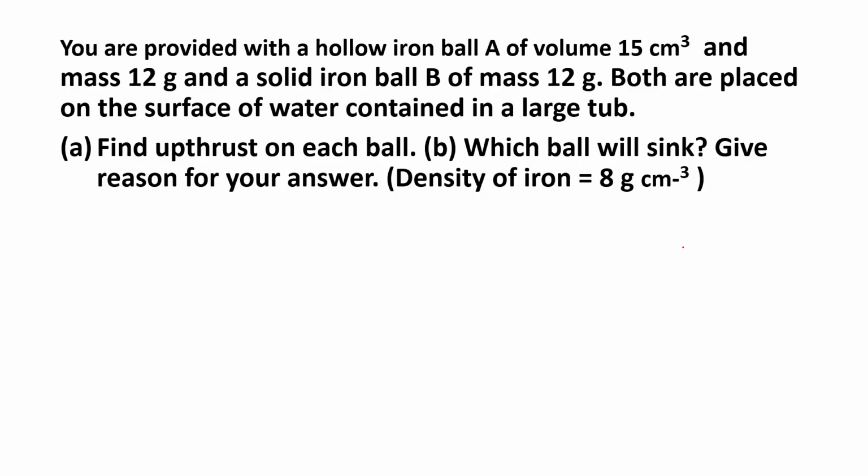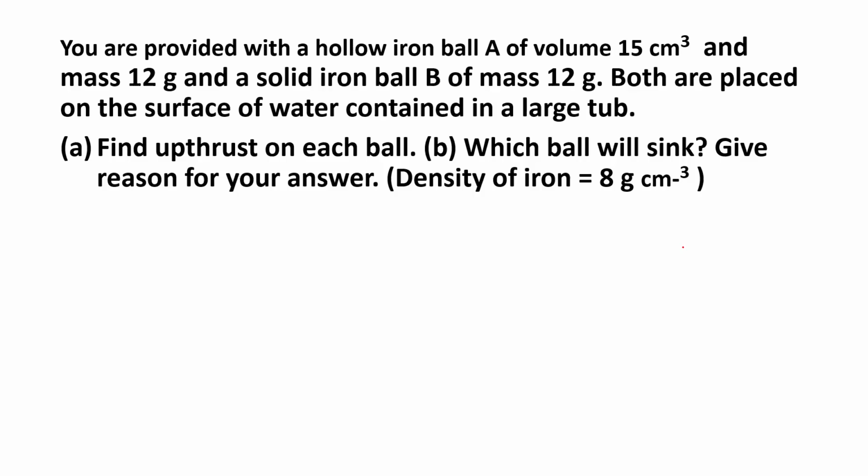Similarly, another ball is there, ball B, which is a solid ball. It means it is completely made with iron. No air, nothing is inside it, only iron is there. So its mass is 12 gram. Okay. And both balls are placed on the surface of water in a tub.